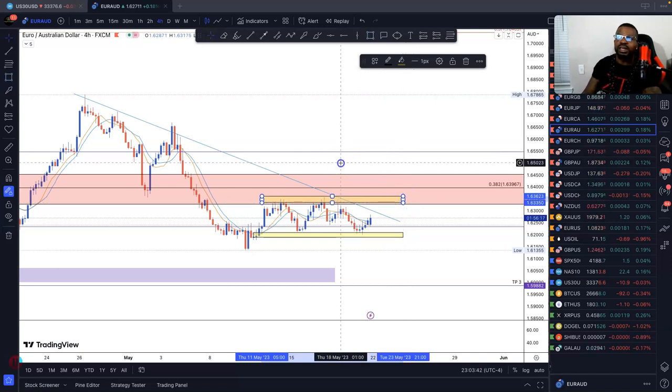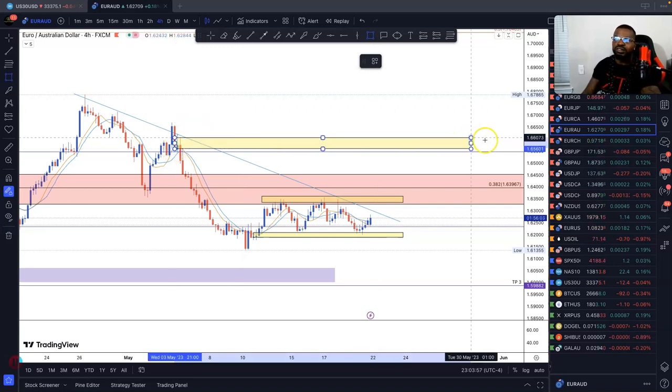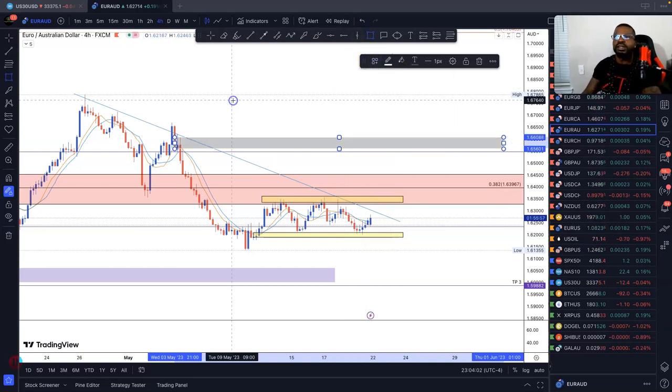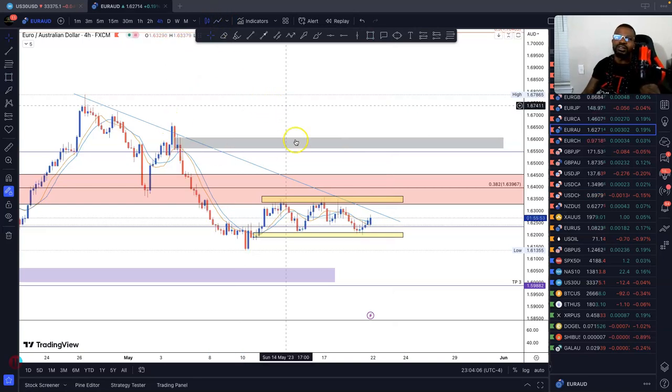Let's see. Now again, the same thing can be done. You can wait on a break and retest. With the way this thing is looking, I would not be surprised. Looks like we got a head and shoulders pattern right here. Let's check. Yep, head and shoulders, boom. All right, got you. So we got a head and shoulders pattern right here.